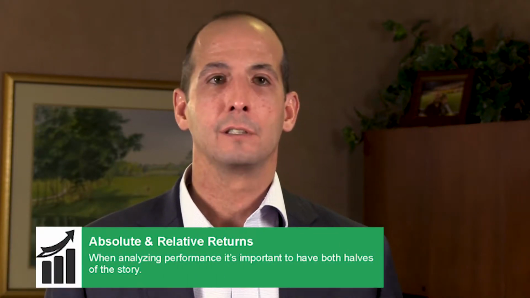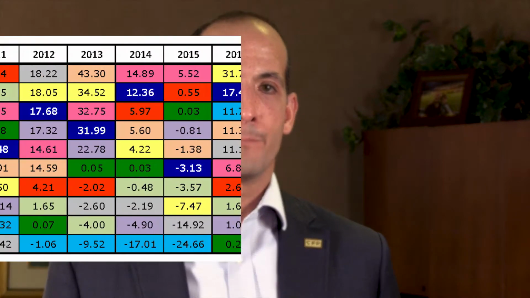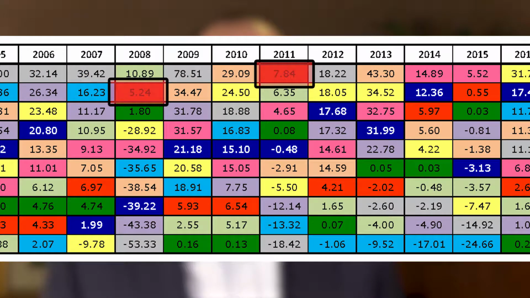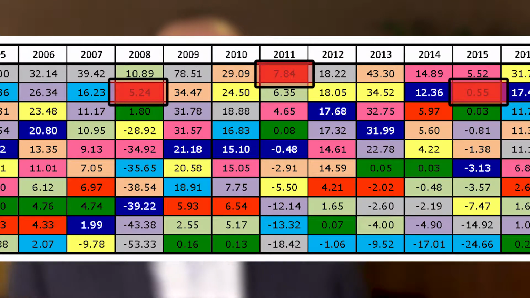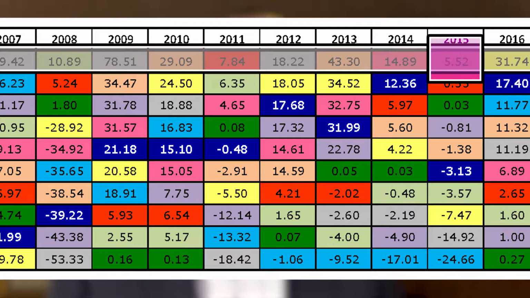Another key concept this chart nicely illustrates is the difference between absolute and relative returns. When analyzing performance, it's important to have both halves of the story. Let's take a look at bonds, shaded in red. In 2008, 2011, and 2015, bonds were near the top from a relative performance standpoint. However, it wouldn't be considered a banner year from an absolute return standpoint. Over the last 15 years, there's only one other year the top performing asset class had performed worse.